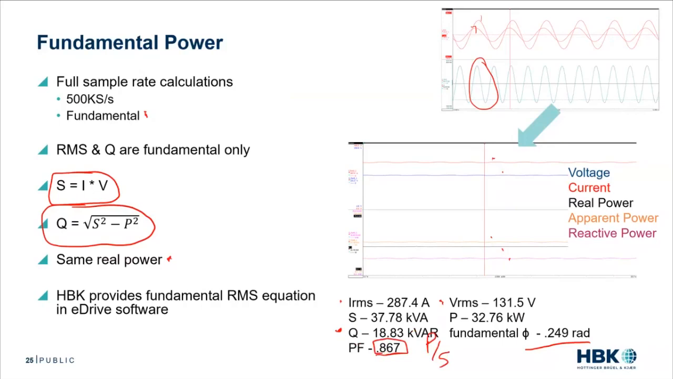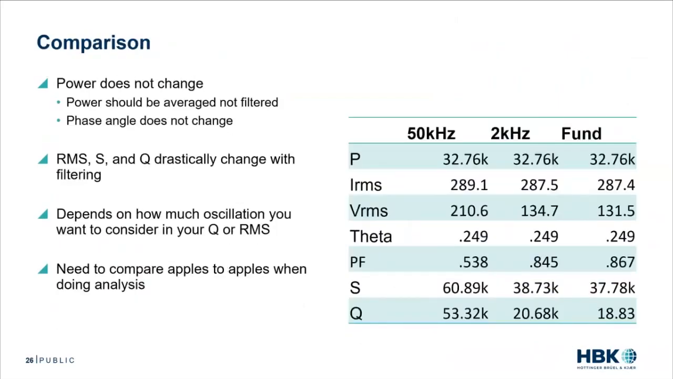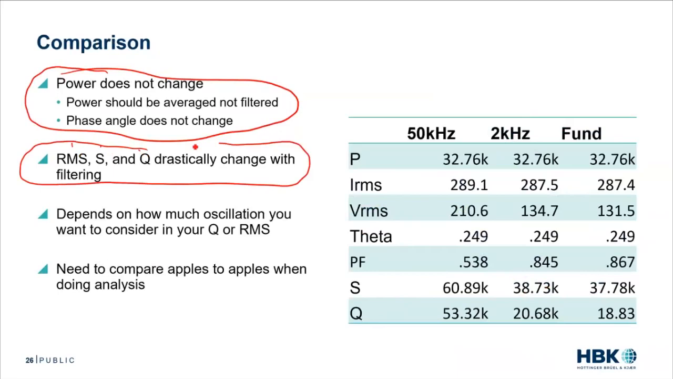So, let's take our comparison table. Power does not change because real power is watts, it's work. We can measure real power very accurately. But RMS, apparent power, and reactive power, these more interpretive results, change drastically with filtering. I mean, absolutely changed drastically. And to say one is right and one is wrong kind of matters what your job is. And it matters what you're comparing to.